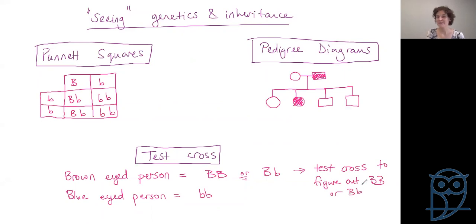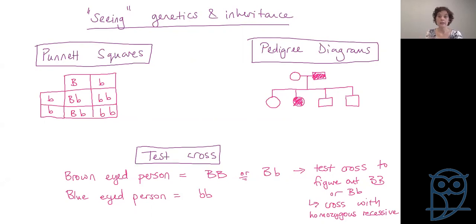Now, I have to admit, we don't tend to do test crosses on people to understand their genetics. What we would normally do test crosses on is plants and mice, okay? But the concept is the same. If you cross an individual, mate an individual with a homozygous recessive, then you can figure out which one of these I've got. Okay, so you cross with homozygous recessive.